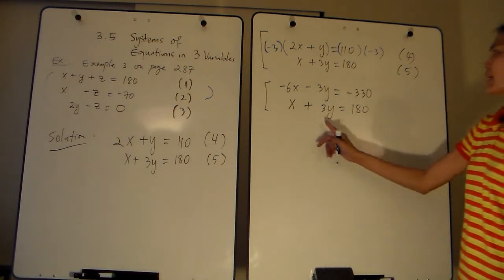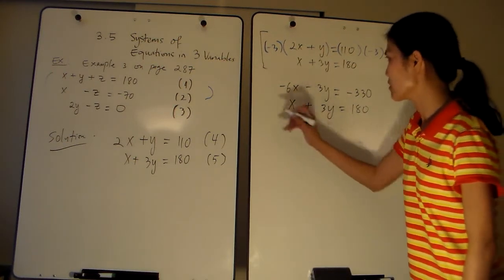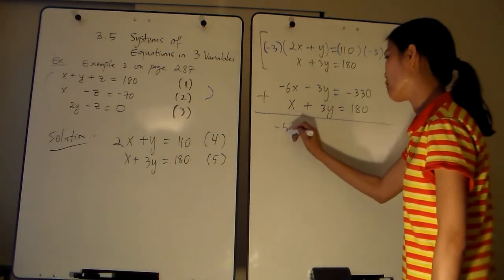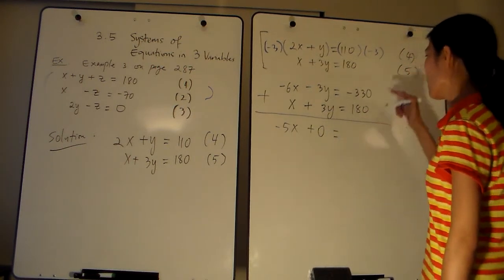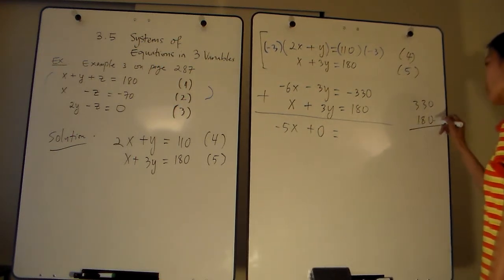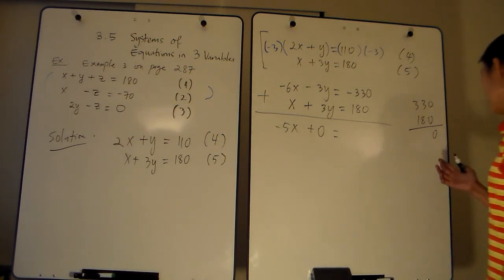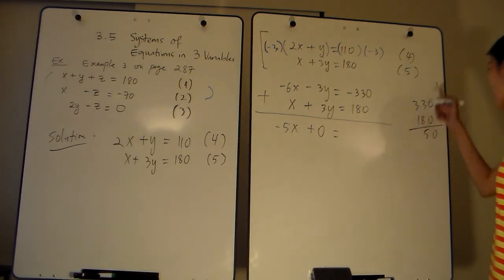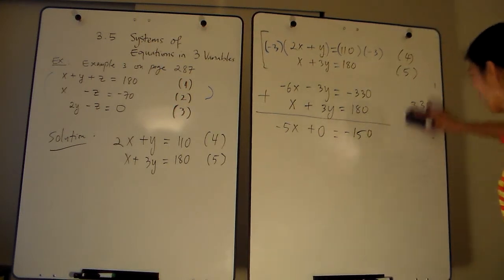All right. Looks like it's ready to eliminate the y. So let's add these 2 equations. Negative 6x plus x is negative 5x. Negative 3y plus 3y is 0. Negative 330 plus 180. Let's see. 180 minus 0. 13 minus 8 is 5. Carry 1, which is 2. 3 minus 2 is 1. So it becomes negative 150. Okay. Don't forget the side here.